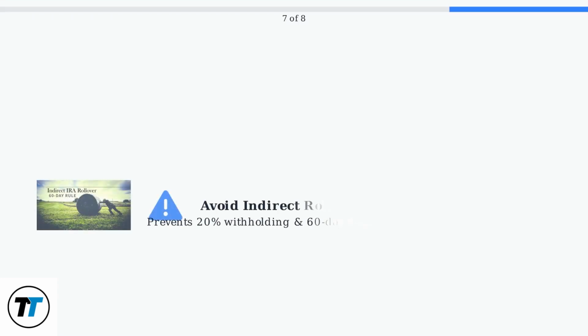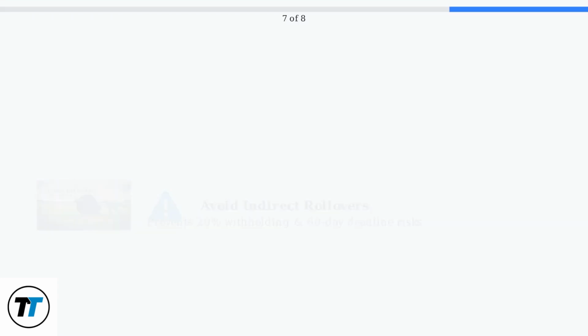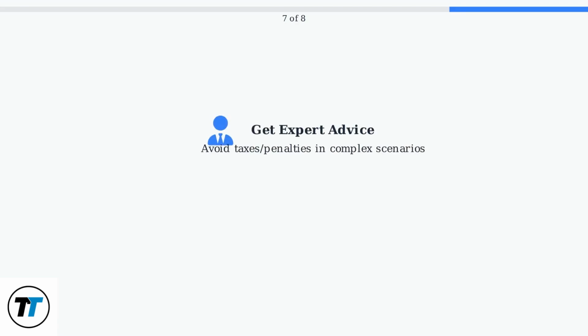Avoid indirect rollovers to prevent automatic 20% tax withholding. The 60-day rule requires you to redeposit funds into a qualified account to avoid penalties. Seek professional financial advice to navigate complex tax situations and avoid unexpected penalties. Consult a certified financial advisor or tax professional.